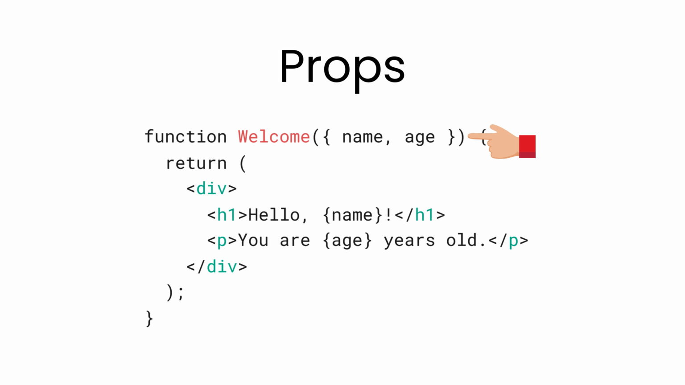On line 1, we're destructuring the props object to pull out name and age. Then on lines 3 and 4, we're using JavaScript expressions inside curly braces to display those values. This is a game changer because now we can reuse this component with different data throughout our application.